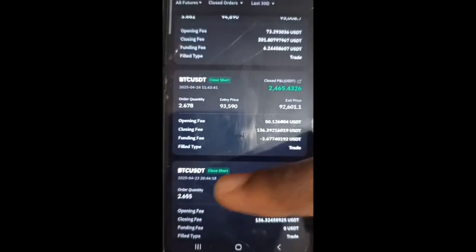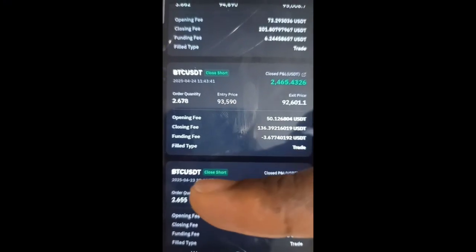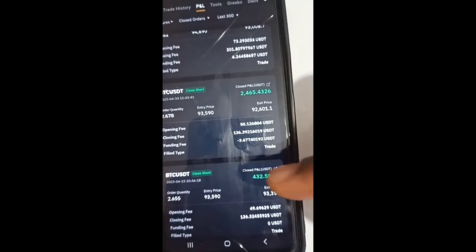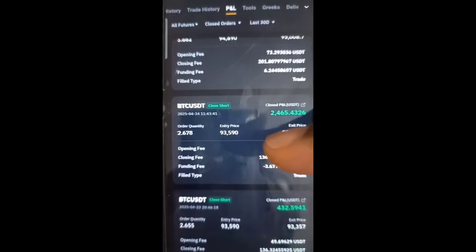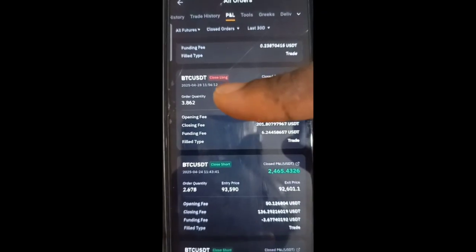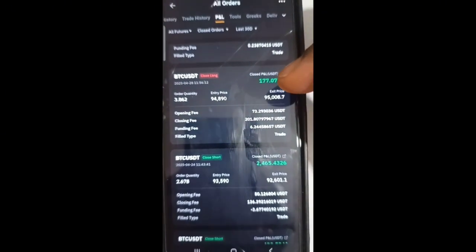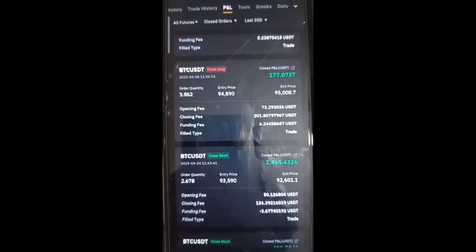If you take a look at this date here, you can see this is 23rd of April 2025. You can see I earned $432 here. Now on the 24th of April 2025, I earned $2,465. On the 28th of April 2025, you can see I earned $177. Now what did you notice?